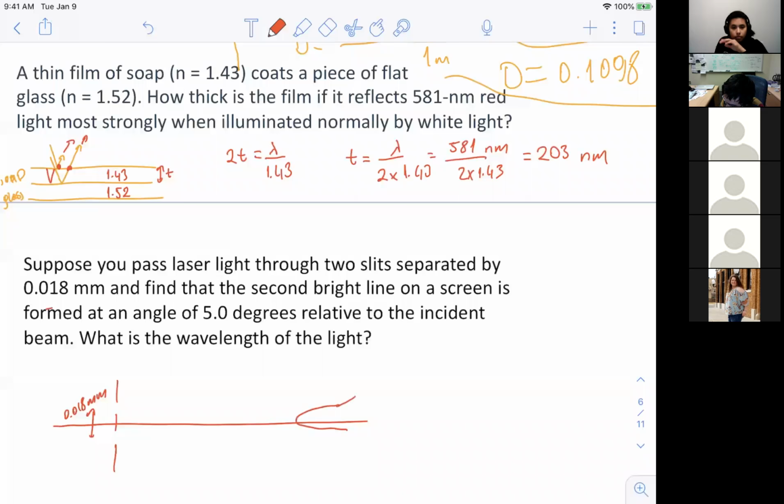this is the 0th order, 1st order, and 2nd order. And you have -1 and -2 as well. So this is going to be d sine theta equals m lambda. The m is these orders.